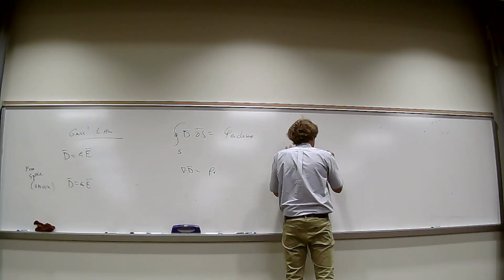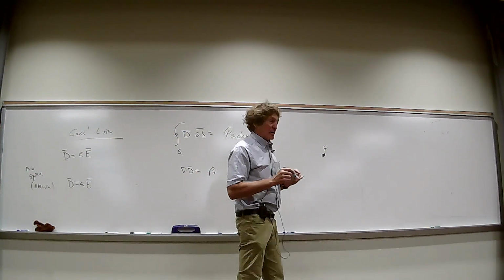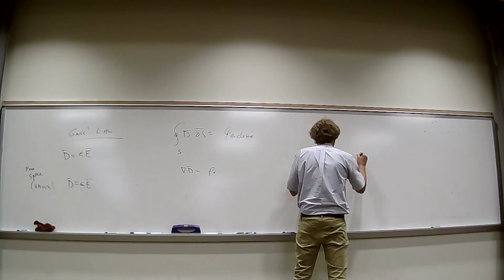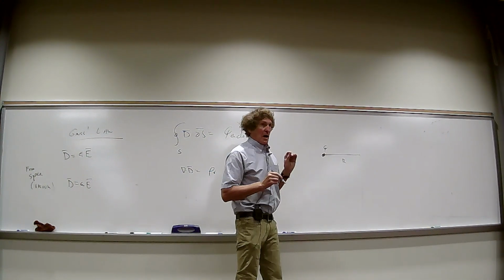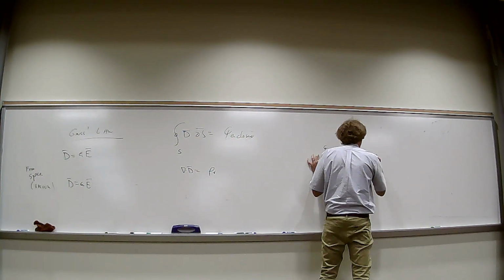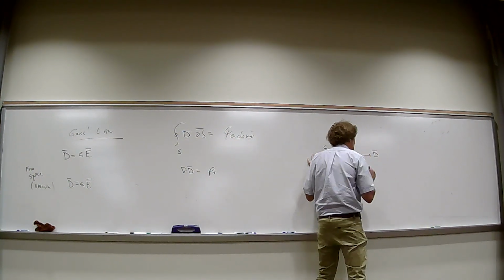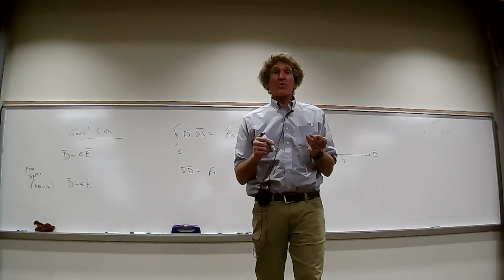So if I have a point charge Q here, and I come out a radial distance R away, I'm going to make the statement that the electric field's magnitude here, or the D field, either one, will be the same at every distance R away, the magnitude.